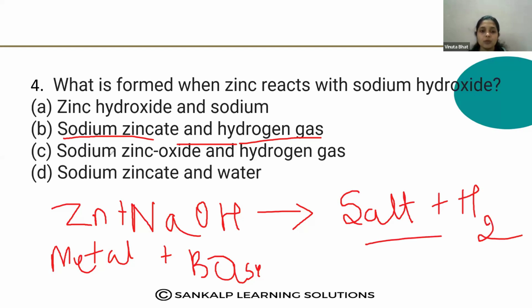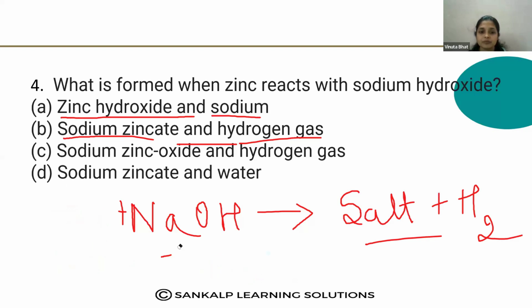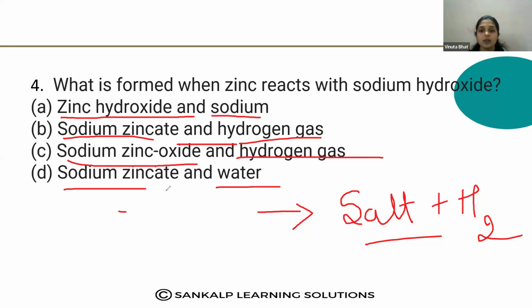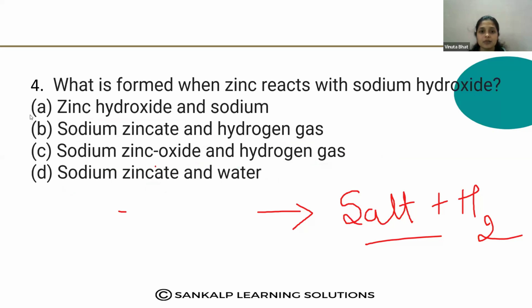Now which salt is formed? Zinc hydroxide and sodium? No, here zinc hydroxide is not formed. Sodium zincate and the hydrogen gas. Sodium zinc oxide and the hydrogen gas. Sodium zincate and the water. So in this reaction, sodium zincate and the hydrogen gas are produced. Option B, sodium zincate and the hydrogen gas is produced in this reaction.